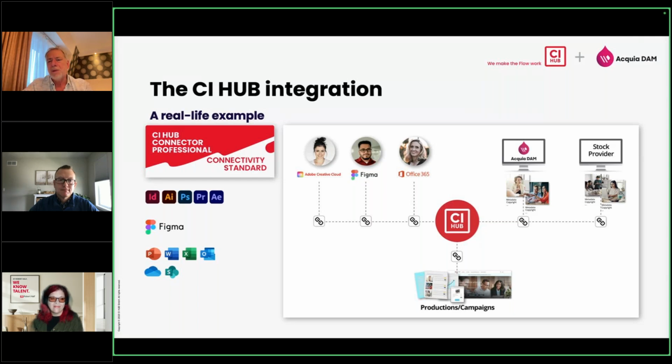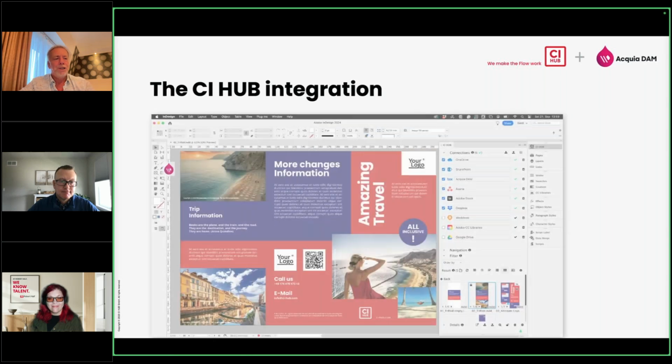And it's even with multiple connections. Let's say you want to add a stock provider to use images from any kind of stock provider, iStock or Adobe Stock, whatever it is. That's also seamlessly integrated then in the workflow. And all the productions, even if it's a production from, let's say, last year, if you open that file, CI HUB will synchronize the assets from the DAM and keep your product up to date and even take care of the latest versions. I think that's really a huge benefit.